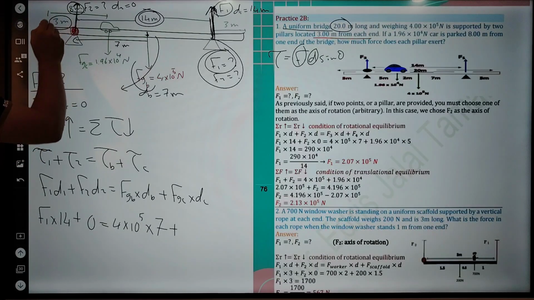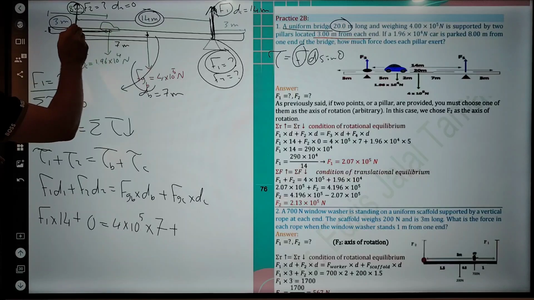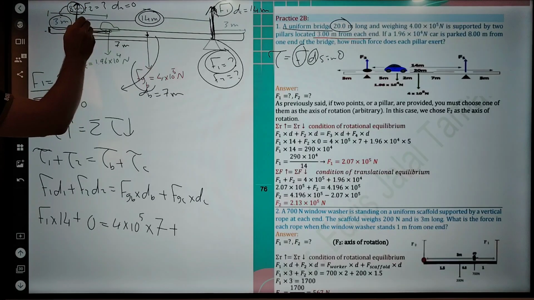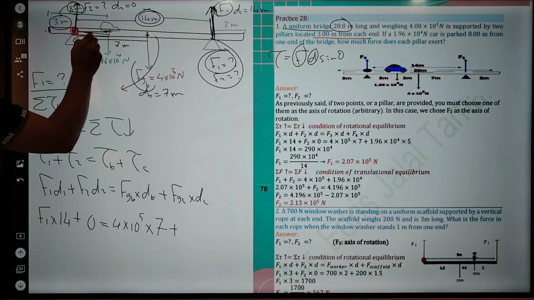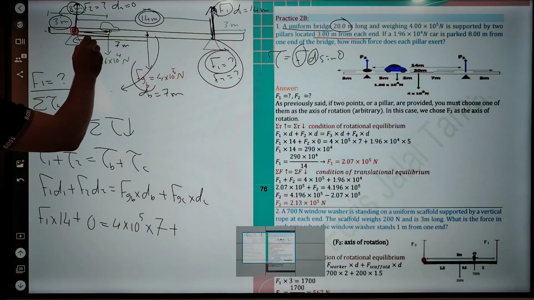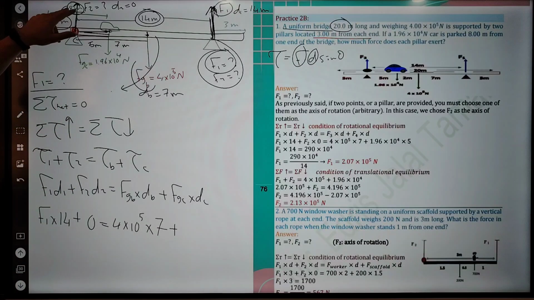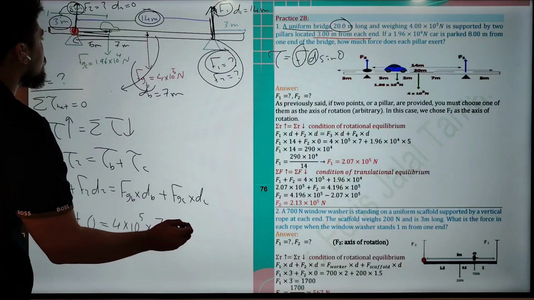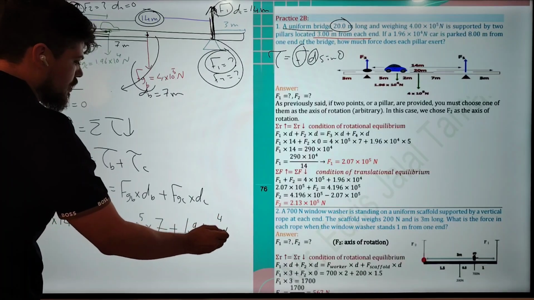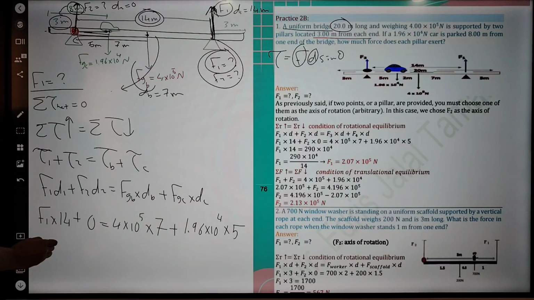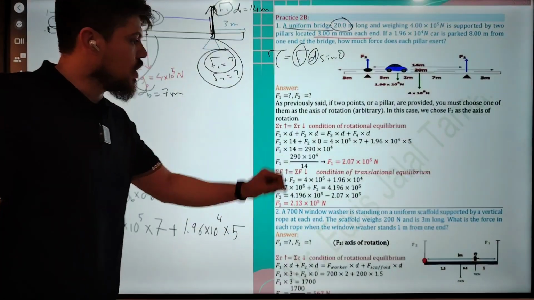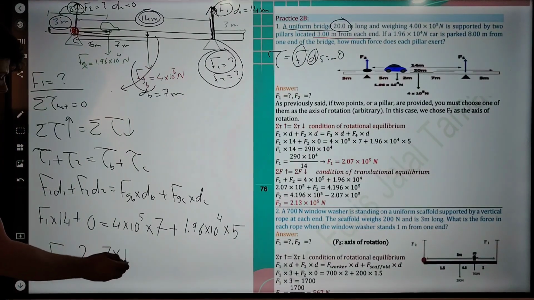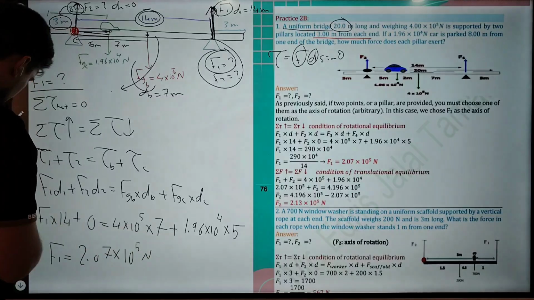Okay? Because you know that we have this 3 meters here, and we have to consider the distance from the car to the axis of rotation. 8 minus 3, what remains here? 5 meters remain here. The distance of the car from the axis of rotation is 5 meters, because this 8 meters was given from the end, not from the axis of rotation. Between the pillar, the axis of rotation, and the end, we have 3 meters. We have to subtract this 8 meters by 3. What remains? 5 meters. Fg of the car was given as 1.96 times 10 to the power 4, times 5 meters. According to basic math, you can find F1, which is equal to 2.07 times 10 to the power 5 newtons.